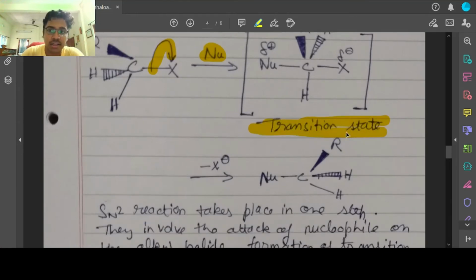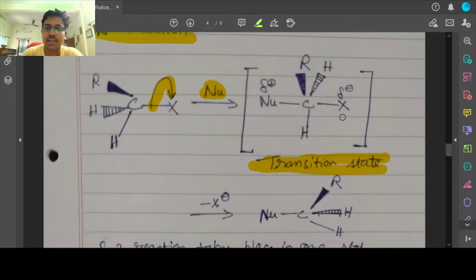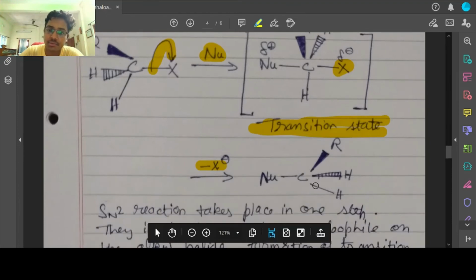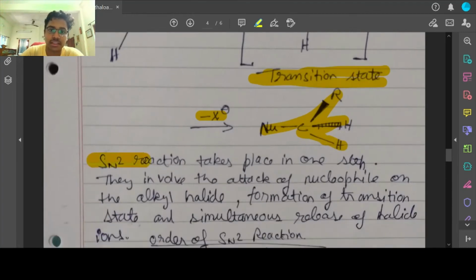Now see, this very odd kind of intermediate state is formed. This is a very unique type of transition state. Now this halogen is removed, and after removing this halogen, it forms this compound. It's a normal compound that has been formed. So SN2 reaction takes place in one step.